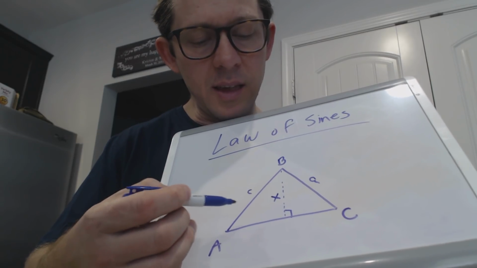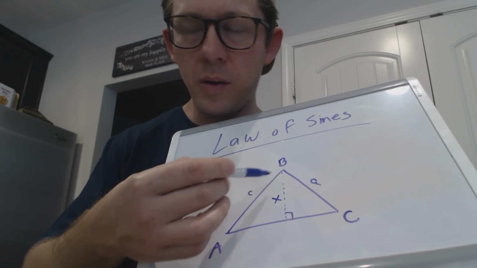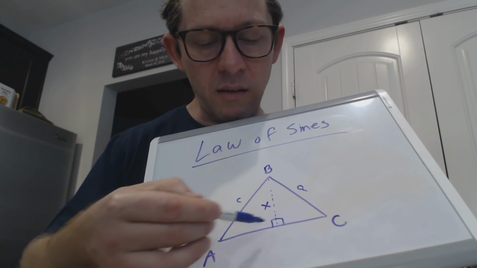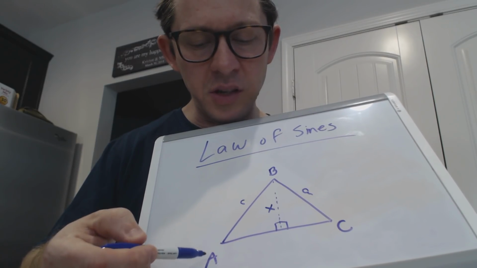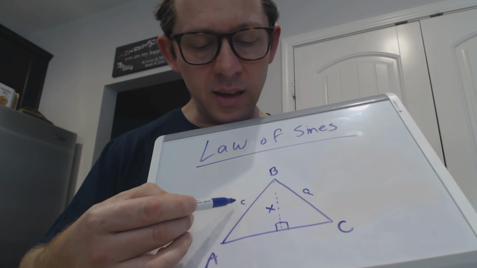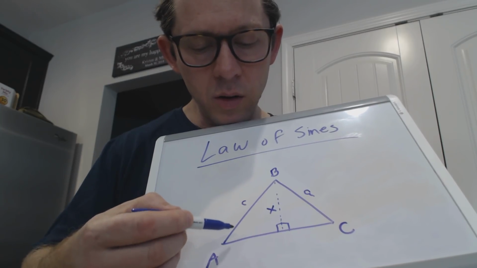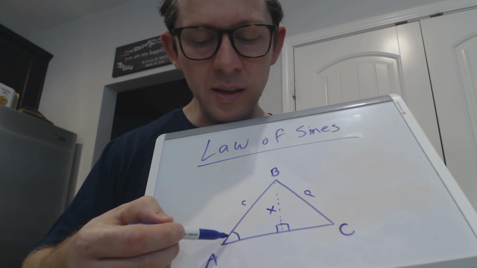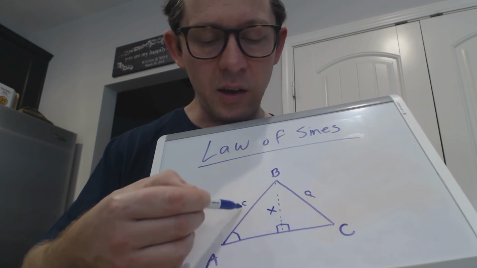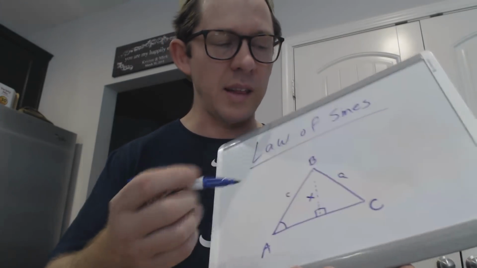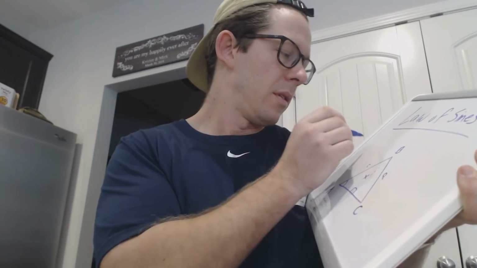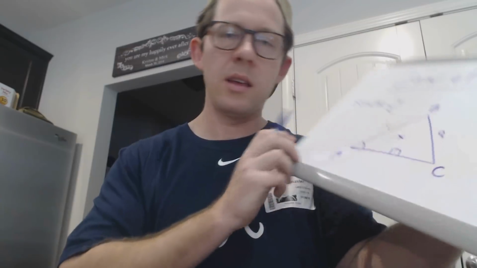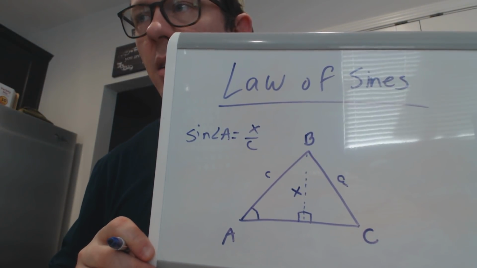Let's look at this little triangle I formed right here. Say this was a right angle as well. I could tell you a relationship between angle A, this x, and side c. If you're sitting at angle A, wouldn't you agree that the sine of angle A would be x over c? It's opposite over hypotenuse. So I'm going to write that statement: sine of angle A is x over c.